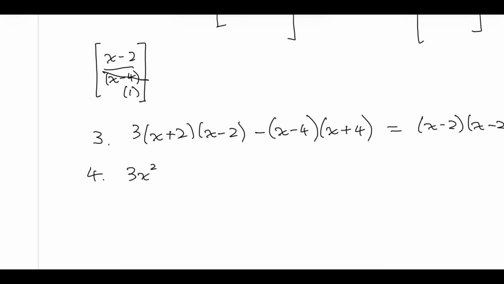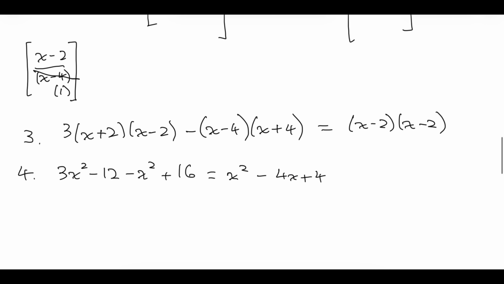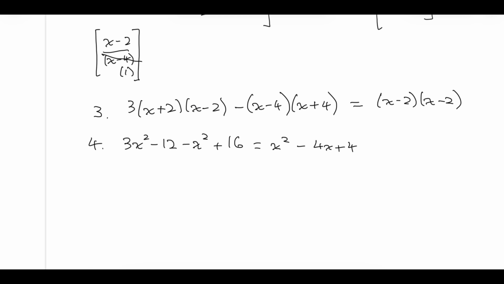Okay, so let's expand these out. 3x squared plus 4. Okay. Step 5, we want to move all the terms to the left. We want 0 on the right so that we can use the zero product property.